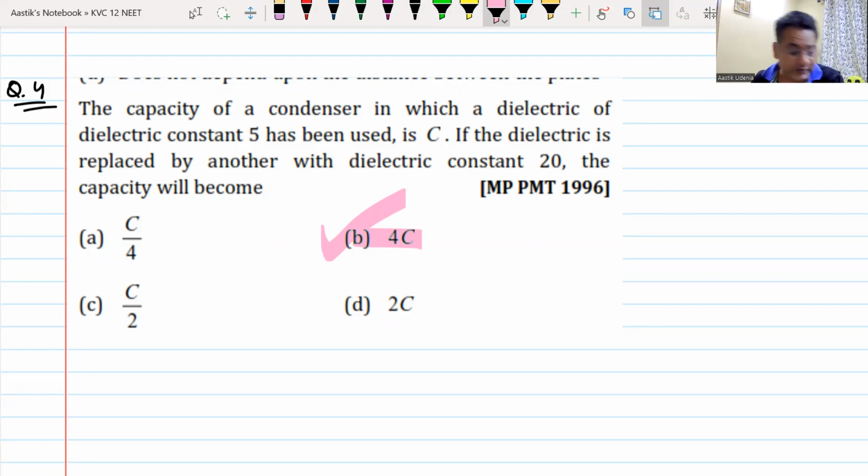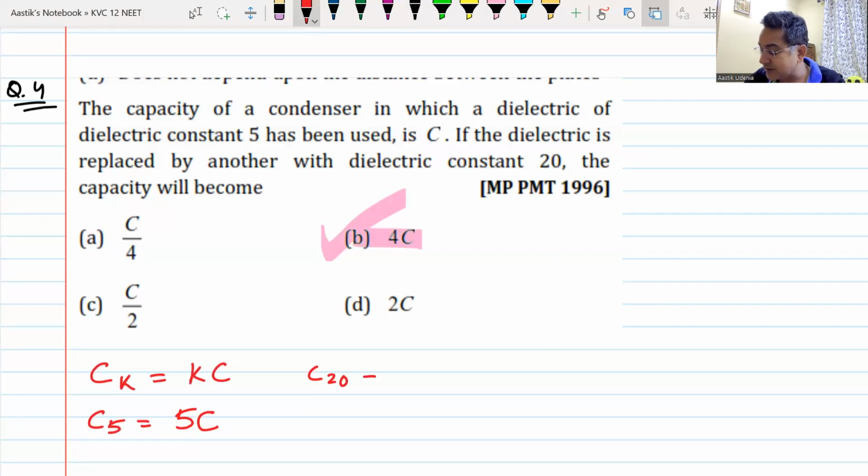When we insert the dielectric inside the capacitor, how does the capacitance change? C with the dielectric becomes K times C. So be careful what we are writing. K times C. So when the dielectric constant 5 capacitor was there, it is 5 times C. When the dielectric constant 20 dielectric is inserted, it will be 20 times C. So how many times has it become? It has become 4 times the capacitance C.